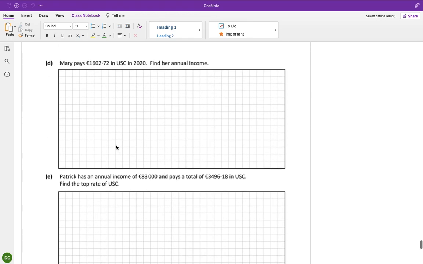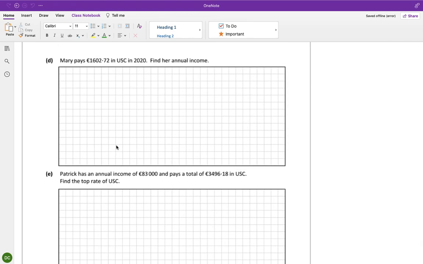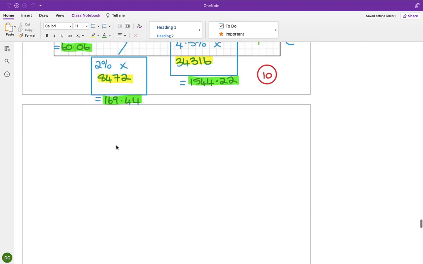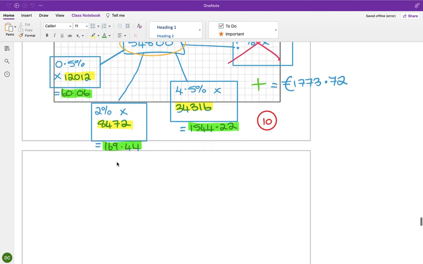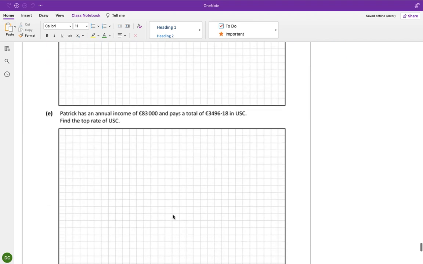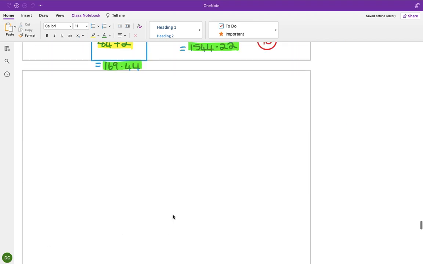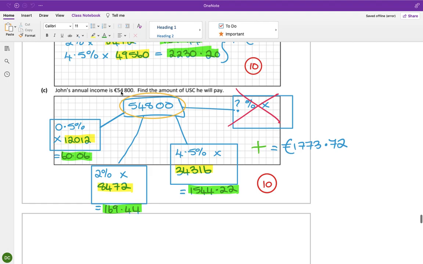Okay, sorry. So D, Mary pays 1602.72 in USC. Find her income. This is where they've given us the green and they want us to work back to her income. That makes it a bit harder because you're working backwards. John was 1773 and she is 1602, so she earns less than John, which means she also won't have a top box. So she only has 3 piles.